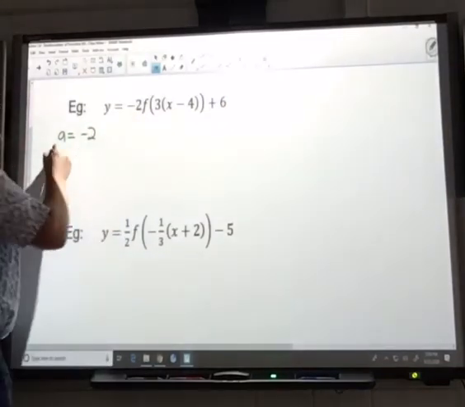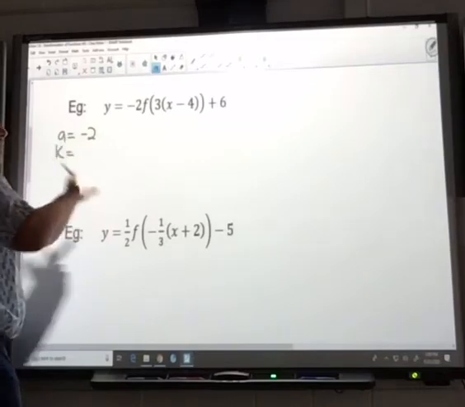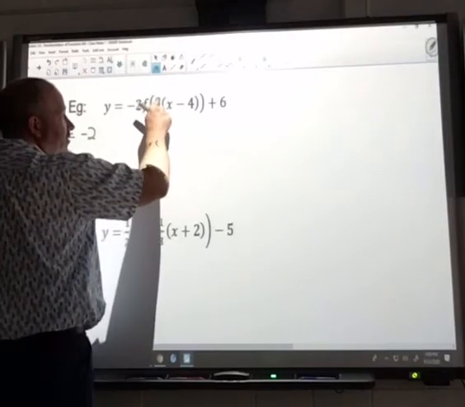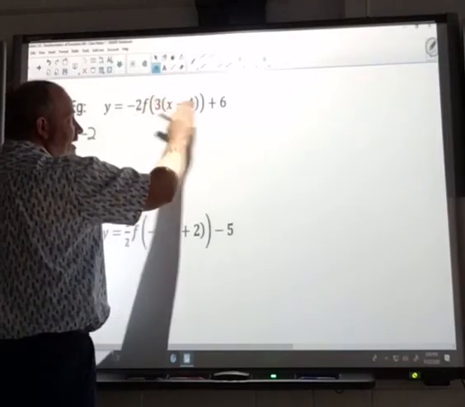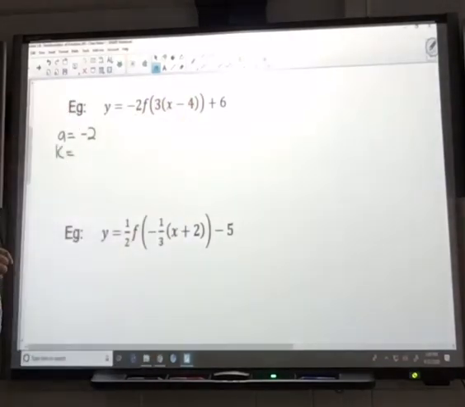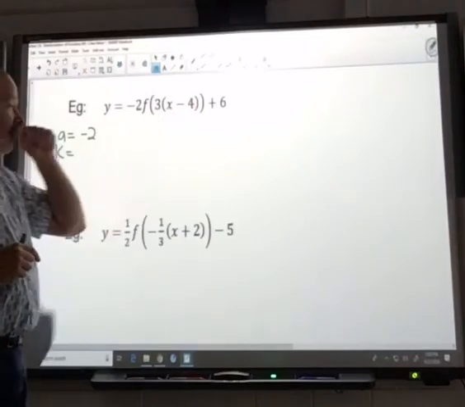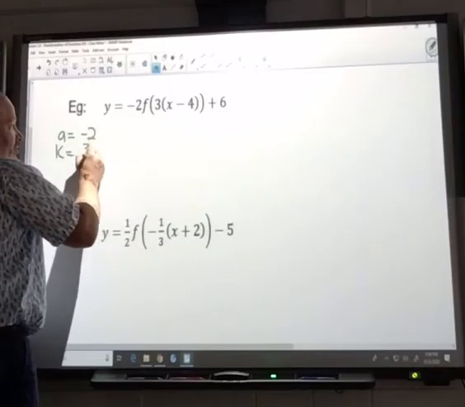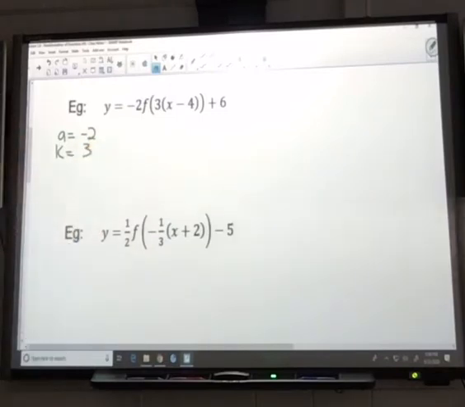My K value is multiplied, but it's multiplied inside the function. You're going to find it very close to x. In this case, the 3, which is the K value, has been factored out of the expression inside of the function. So as a result, my K value is simply a 3. Now that doesn't mean that it's going to be 3 times things. We've got to correct for that afterwards.